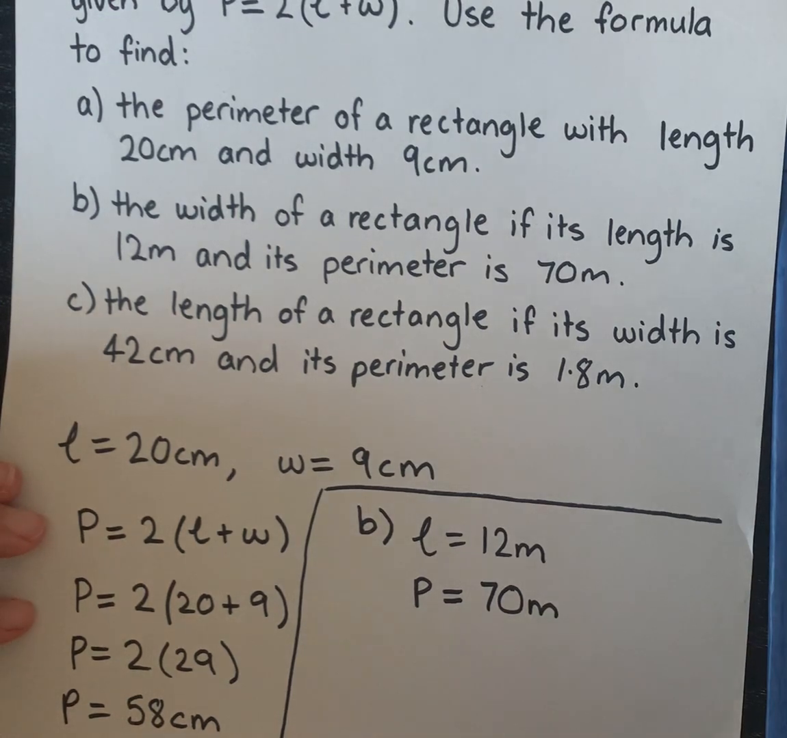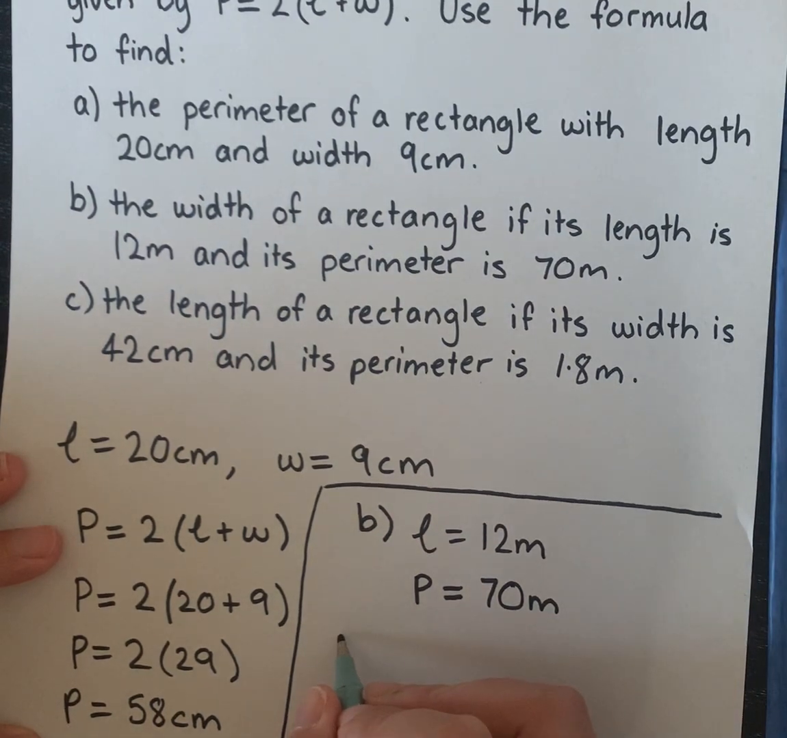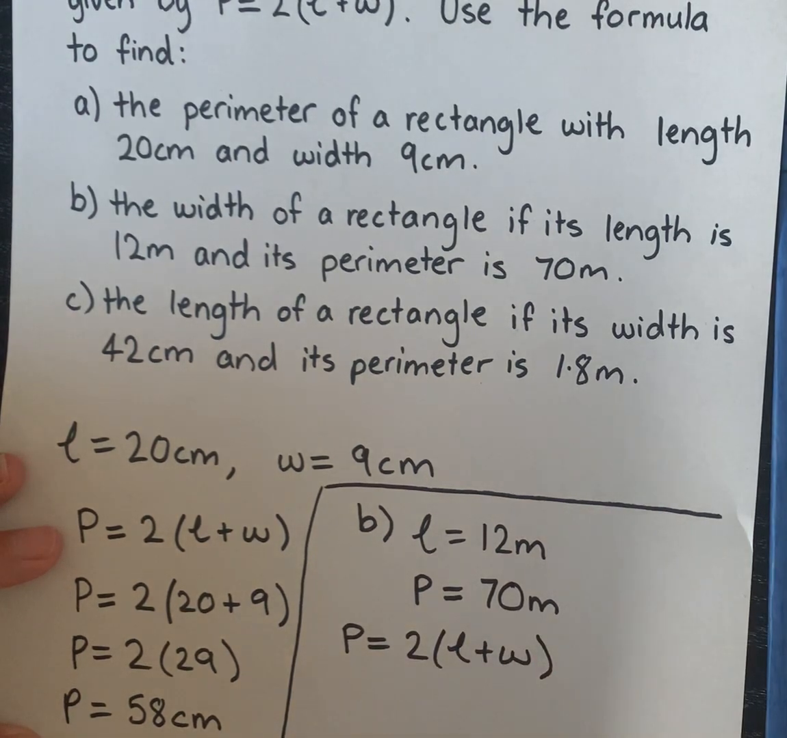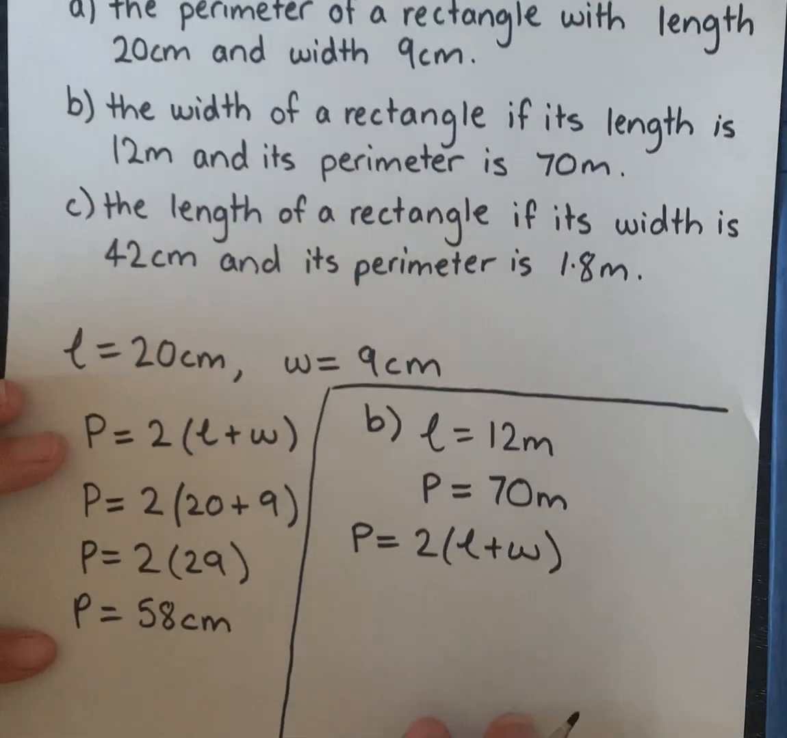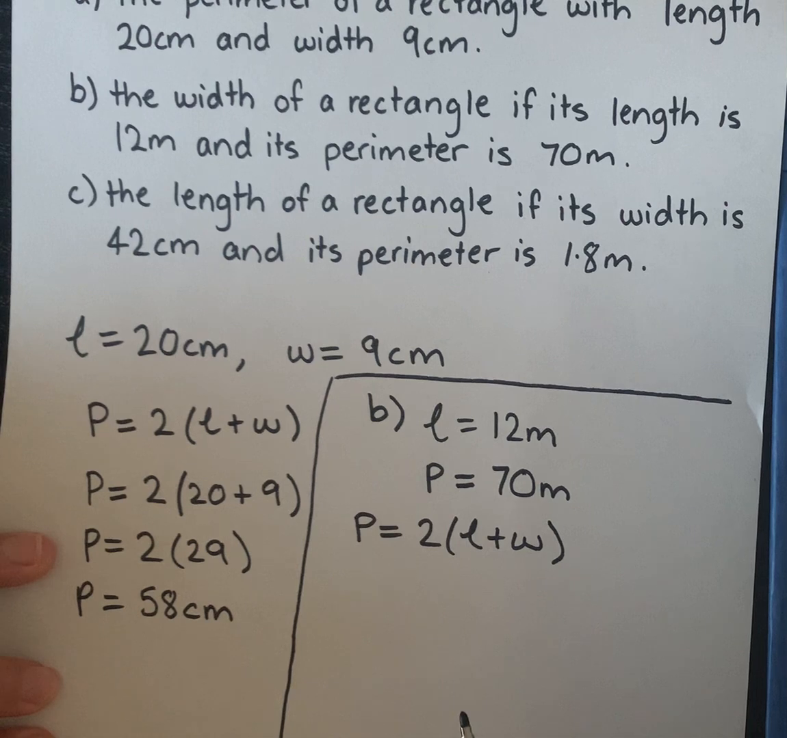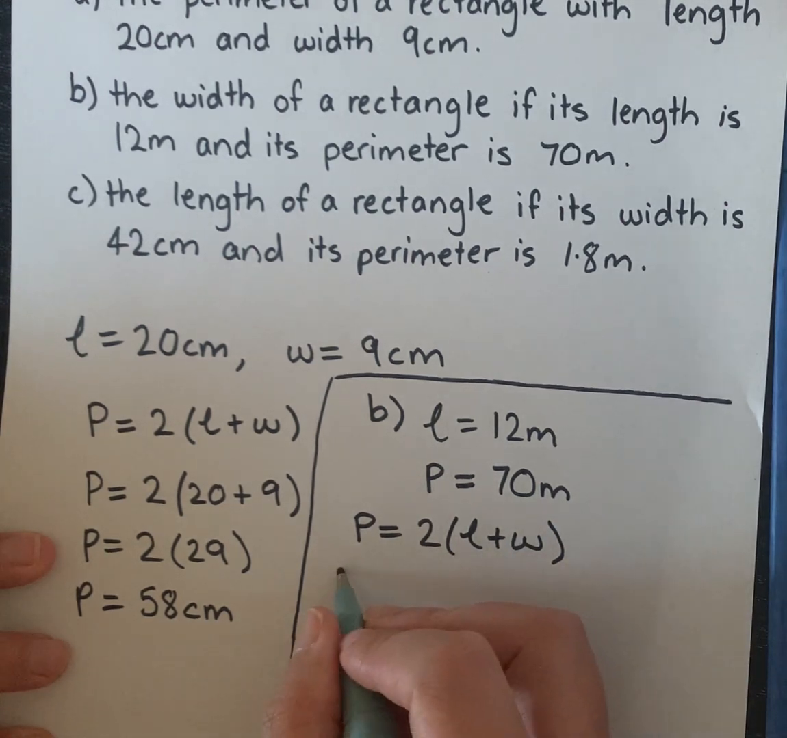Cool. And we know our equation or our formula, so let's write that. P is equal to 2 times L plus W. Okay, now let's just, again, substitute in the values that we've been given into the formula. So do we know P? Yes, we do. So instead of P, we write 70.